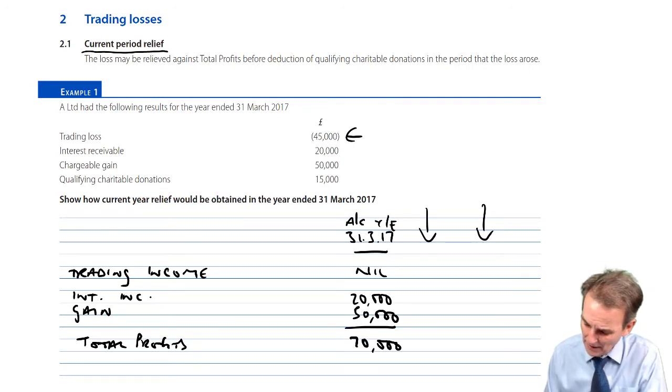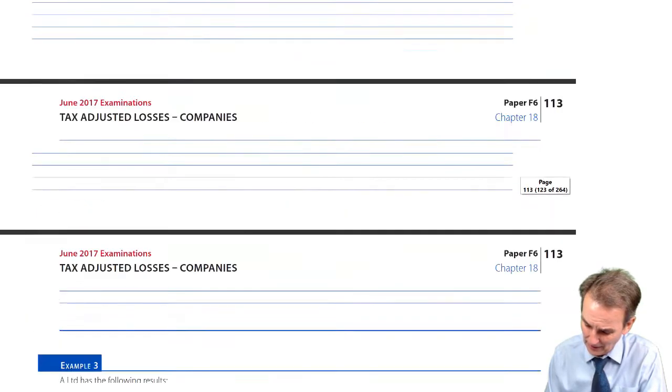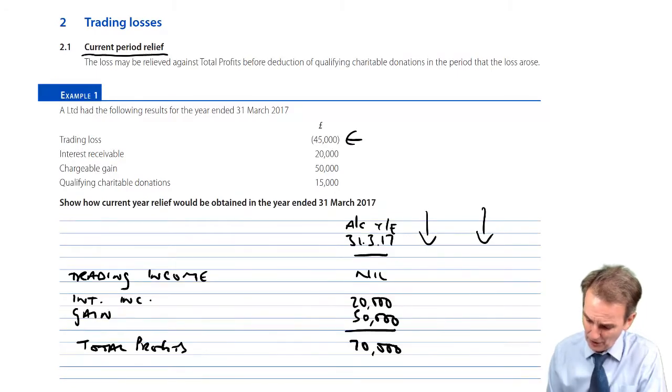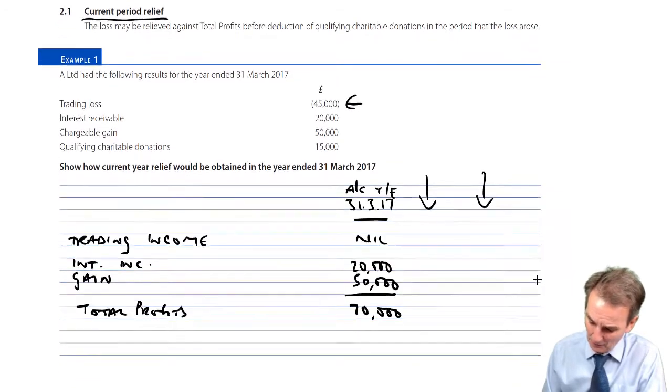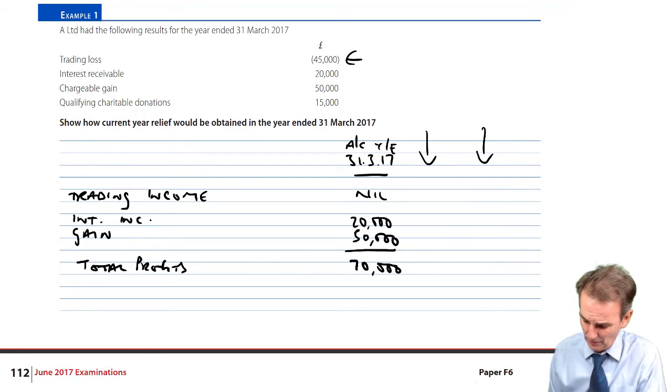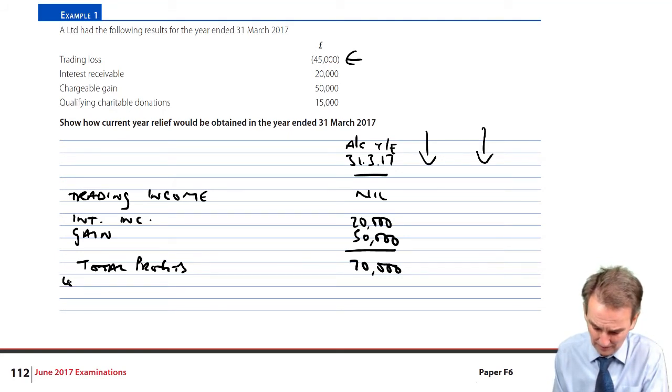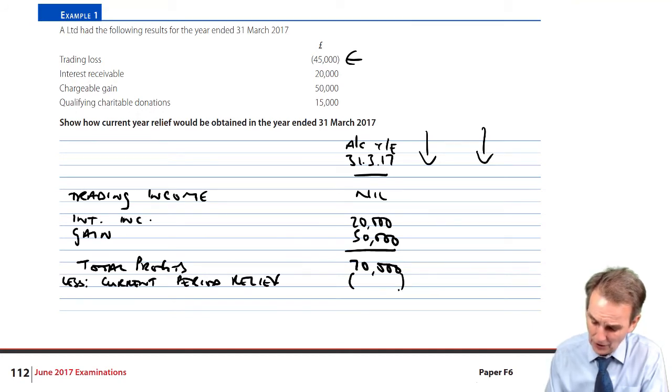Now it would be away from total profits that you would be deducting, of course, where's that gone? Your qualifying charitable donations. But before we deduct those qualifying charitable donations, it is in here now that we show the deduction of the loss relief. So less our current period relief. How much was the loss? The loss was £45,000.